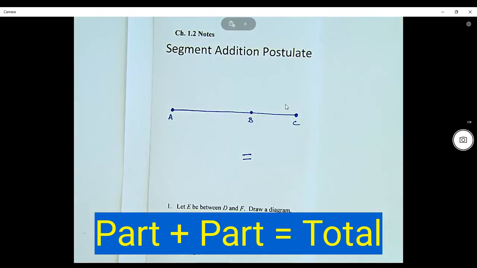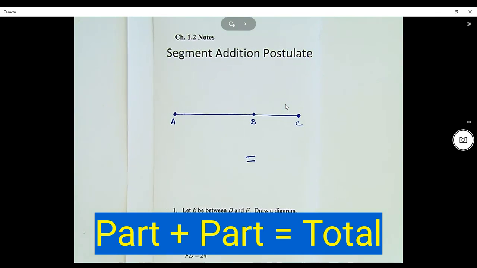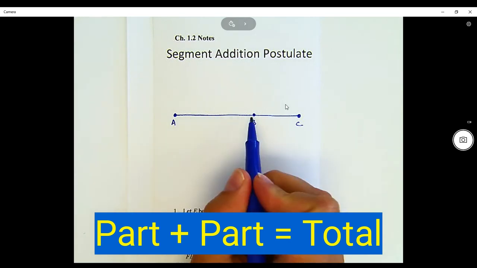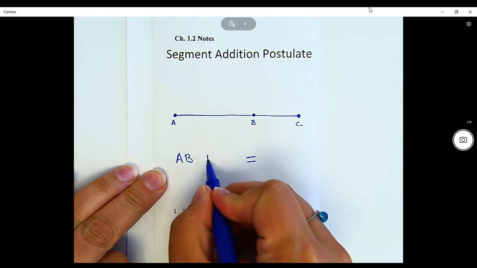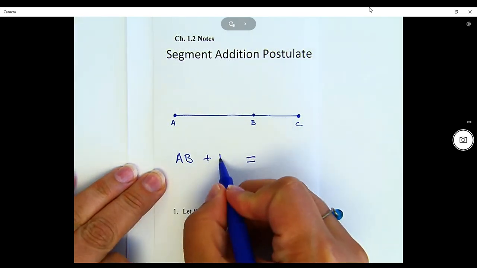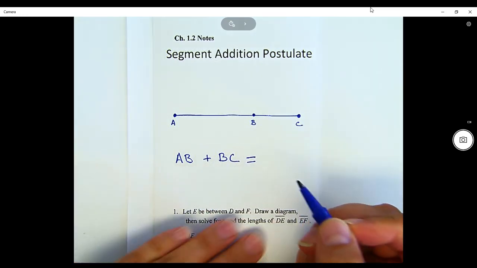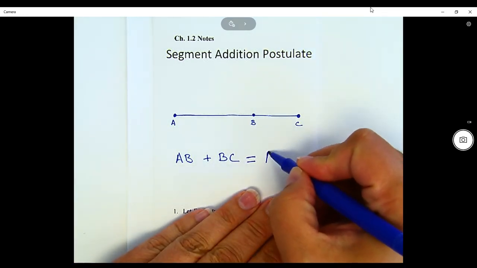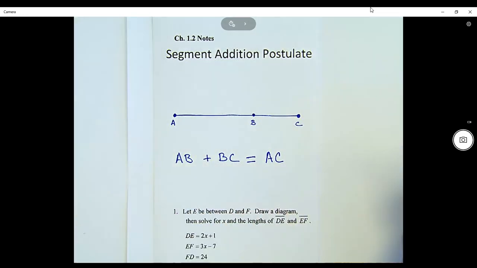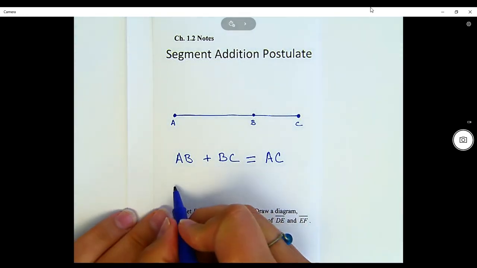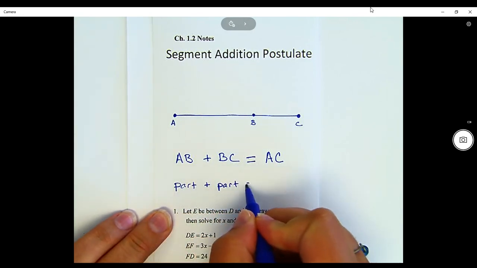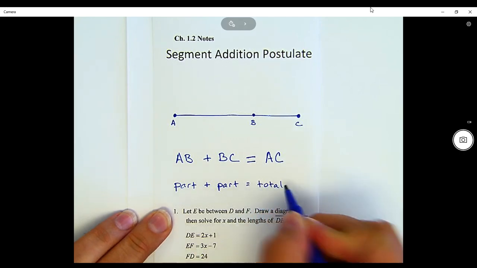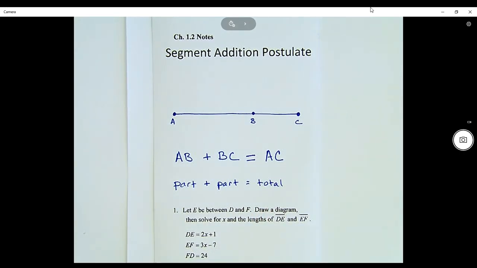Because it's the segment addition postulate, that same concept is carried over into line segments. This part of the line segment, AB, plus this part of the line segment, BC, is equal to the total length of the line segment, AC. Or, if you prefer, part plus part equals total. All right, let's look at a couple of examples.